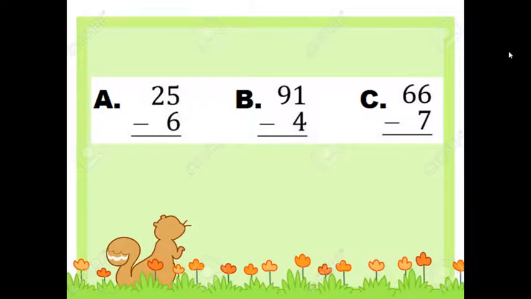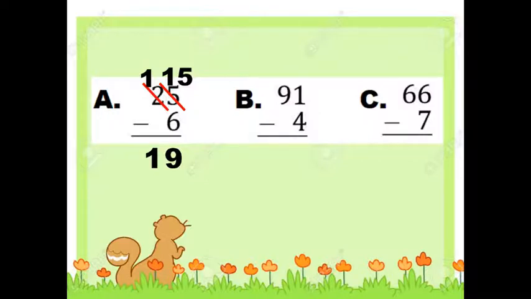So let's start with letter A. 25 minus 6. So we'll start subtracting with our ones. 5 minus 6. We all know 5 is smaller than 6, so we need to borrow from the nearest tens. So 2 minus 1 would become 1, and your 5 would become 15. 15 minus 6. Very good. That is 9. Then bring down our tens, which is 1. So 25 minus 6 is equal to 19.